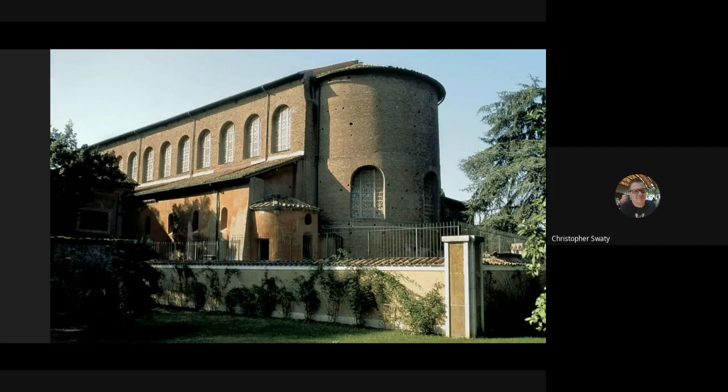The Santa Sabina is the best surviving example of an early Christian basilica. It was adapted by Emperor Constantine's architects to be used as a sacred space. And it was originally a Roman government building that was modified to fit the needs of Christian rituals.